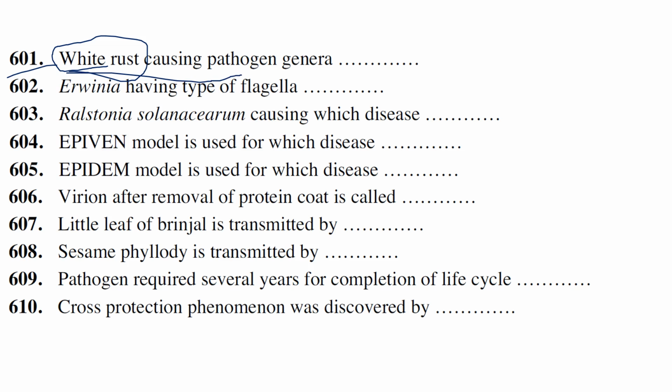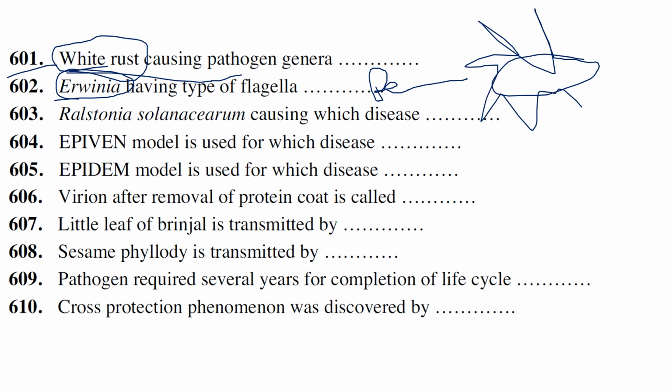The next one is the Erwinia having the flagellar type. So Erwinia is the best example for the flagellar type of peritrichous flagella, or flagella all over the body. If you see the bacteria, the flagella is all over the body. That is peritrichous flagella.